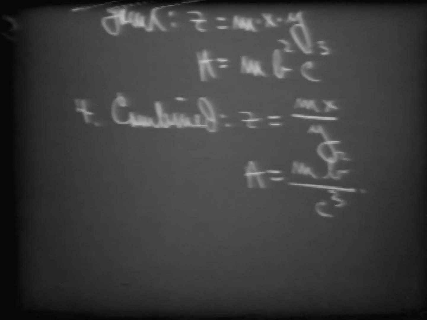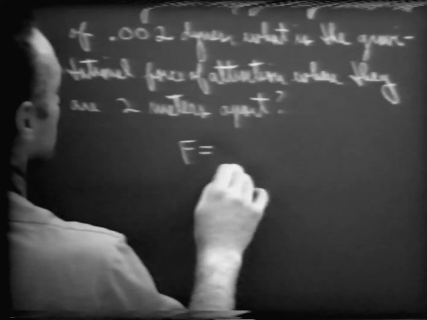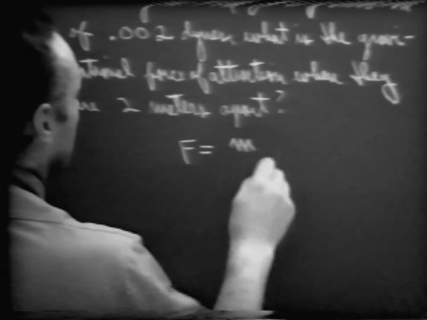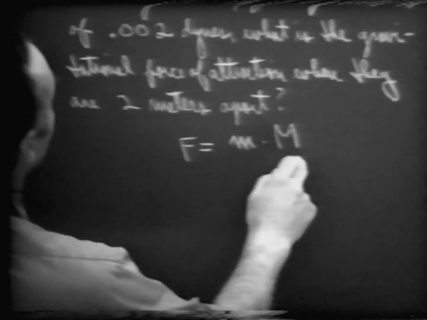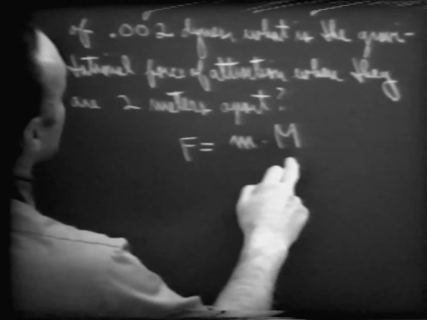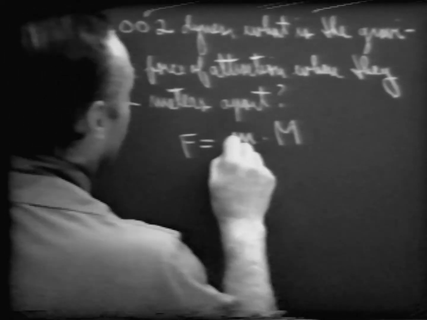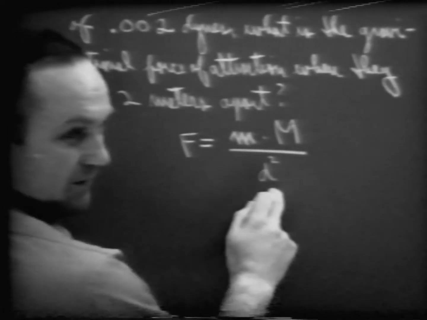It's a combined variation. So let's take our variables here, and who would like to come up with a formula for this? F is equal to small m times capital M. Perhaps that was a bad choice, but that's what most people take for mass in terms of the letter M. All over d squared. Okay?